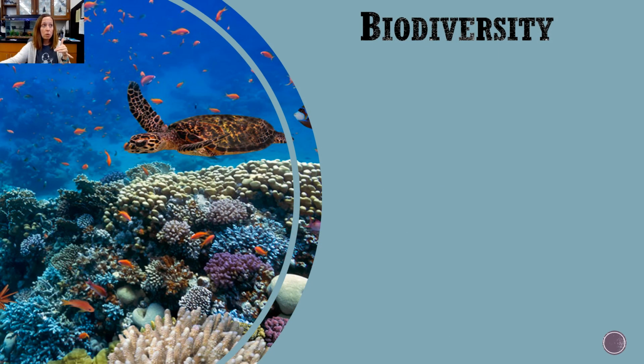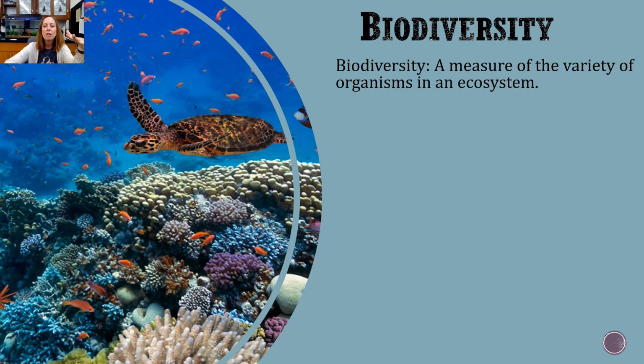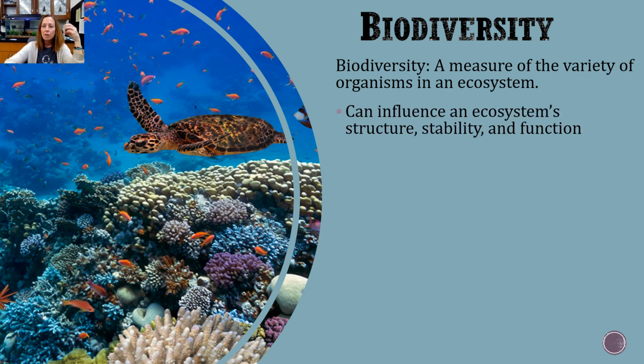So now that we know the different parts of ecology and how we can talk about the vocab, we're going to talk about biodiversity, which is what we're looking at when we look at ecology. We actually study the biodiversity and how different things are. This is a measure of the variety of organisms that you find within an ecosystem. And there are 3 different ways we're going to measure this. And it's important because this is going to influence the ecosystem structure, stability, and function.